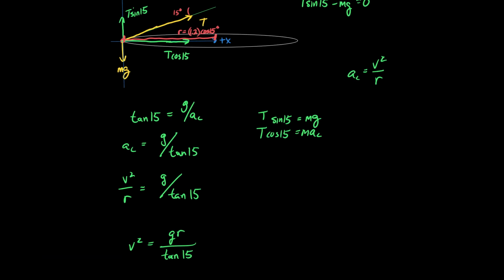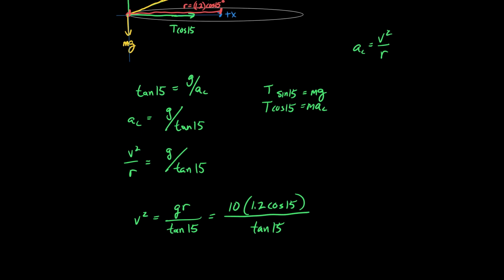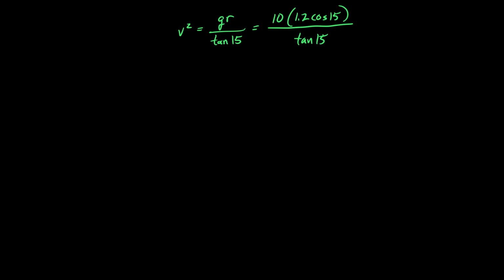So it looks good to me. So I'm going to, down here, say this is equal to 10 times 1.2 cosine 15 divided by tan 15. That'll give me the velocity. We're going to need that to do the next part, so if you want to type that in and get an answer, I'm down.